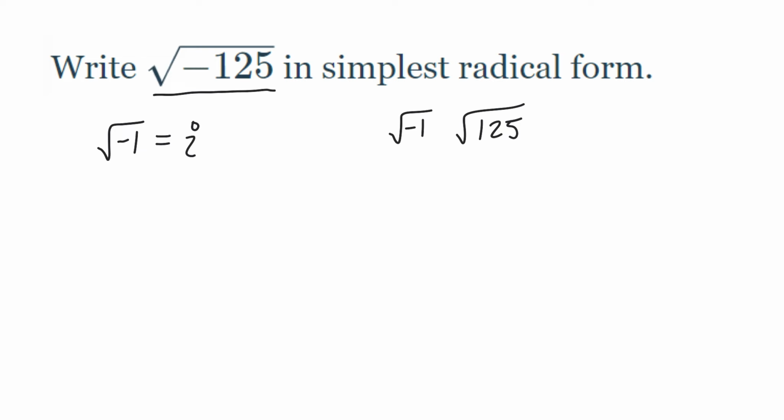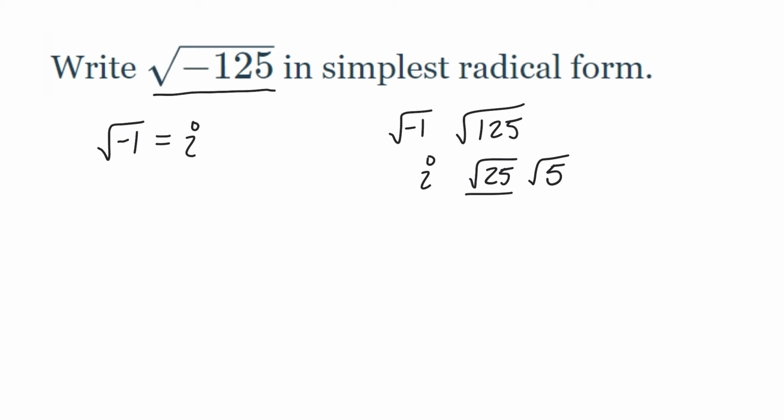So I'm going to go ahead and change my 125 to the square root of 25, because that's the number that has the perfect root, times the square root of 5, because 5 times 25 is 125. And we'll go ahead and change the square root of -1 to i, which is our imaginary number.